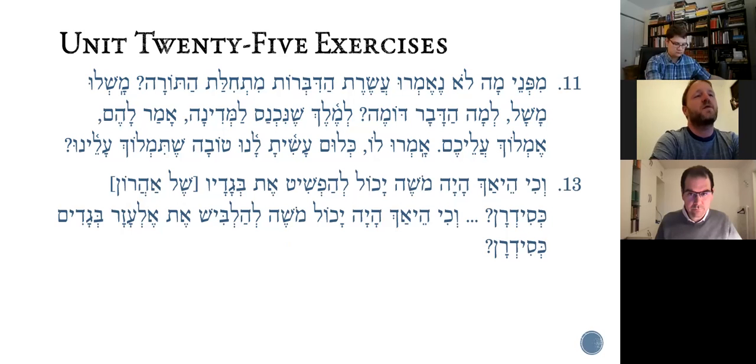I don't know what that means. I think it means, how was it possible for Moses to take Aaron's clothes off in the proper order?